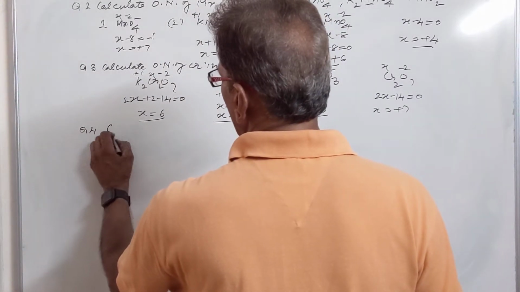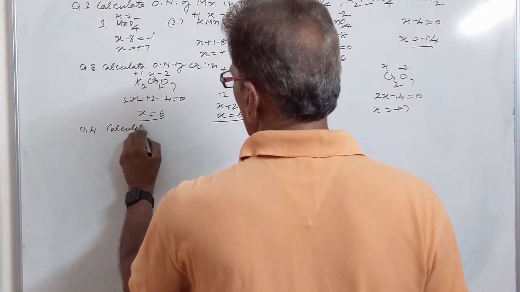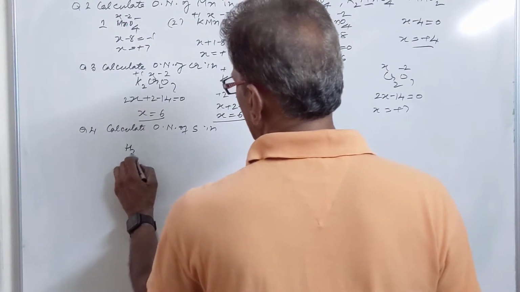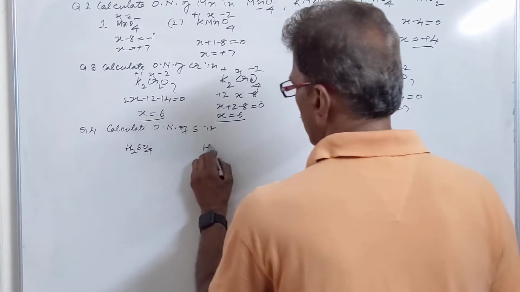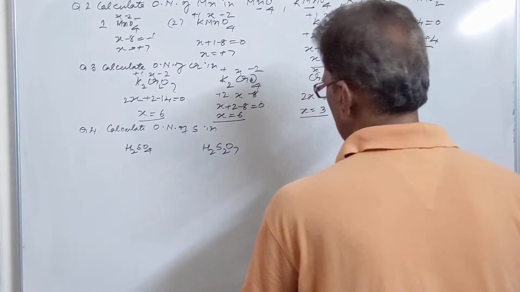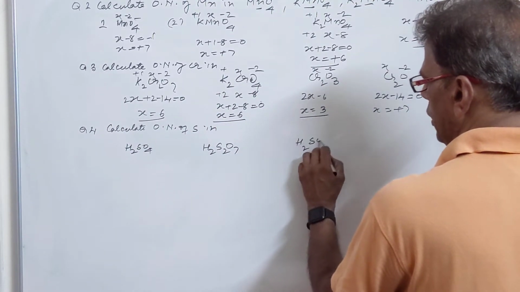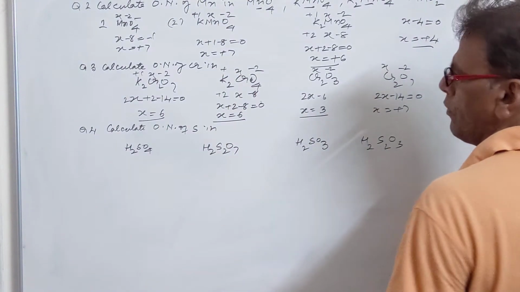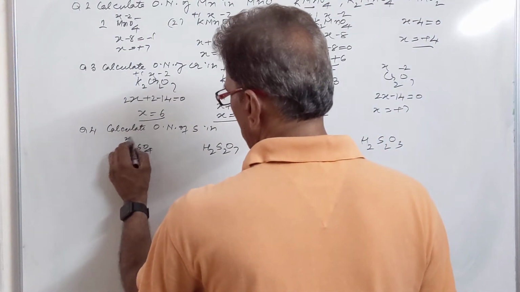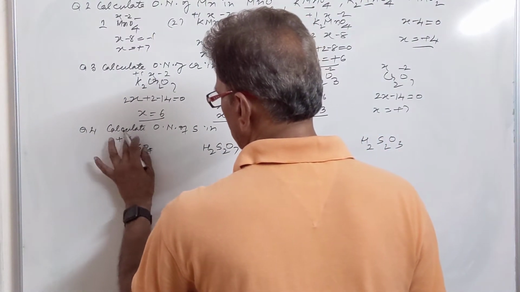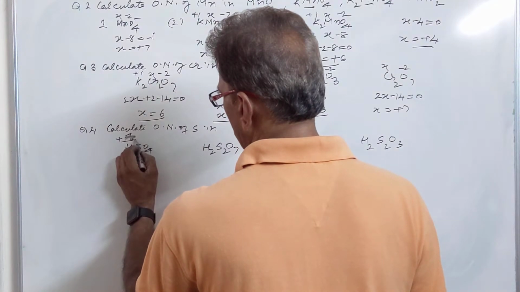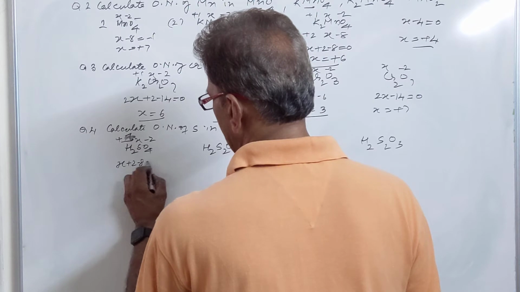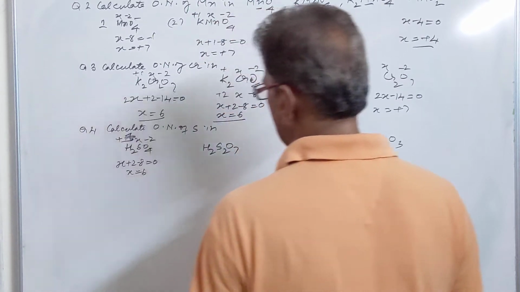Then we have to calculate the oxidation number of sulfur in H2SO4, H2S2O7, H2SO3, H2S2O3. In H2SO4 it is simple: x plus 1 for hydrogen, x minus 2 for oxygen. So x plus 2 minus 8 is equal to 0, x is equal to plus 6.